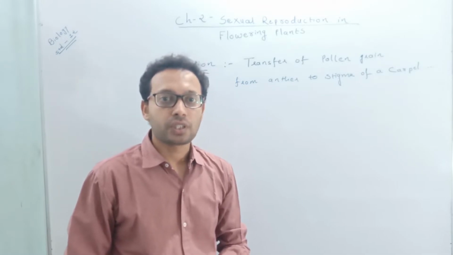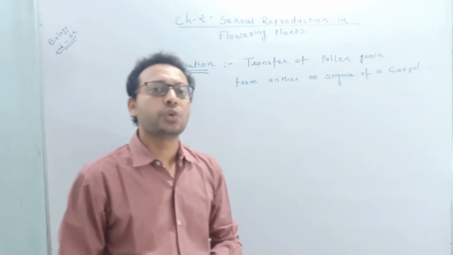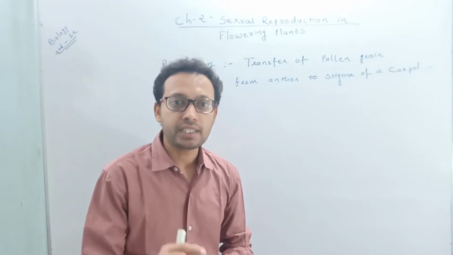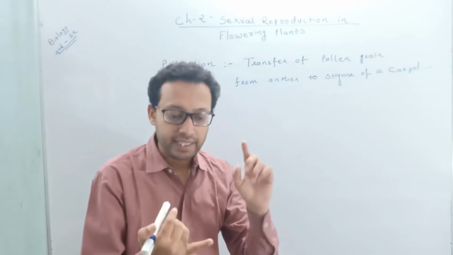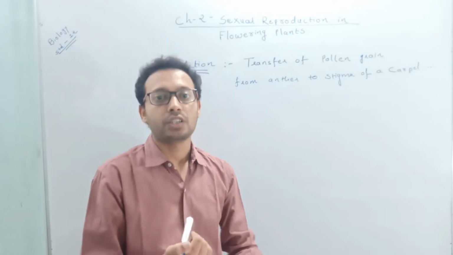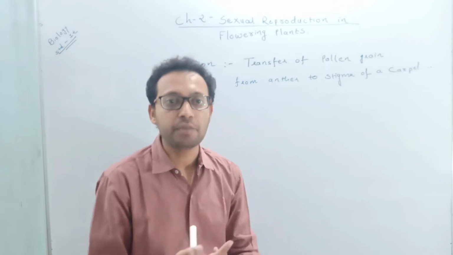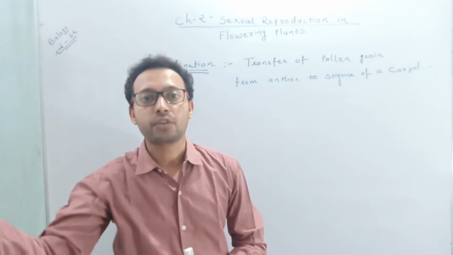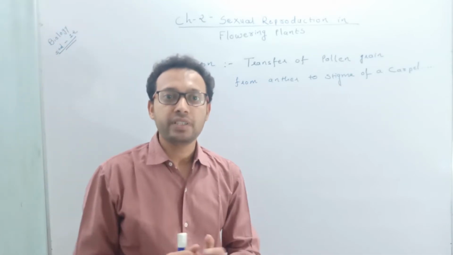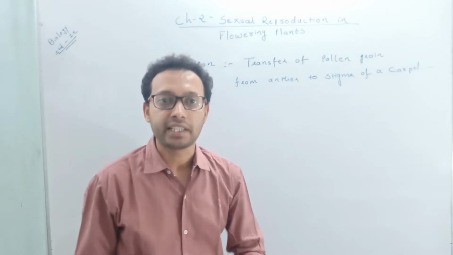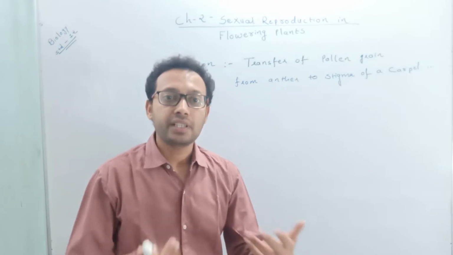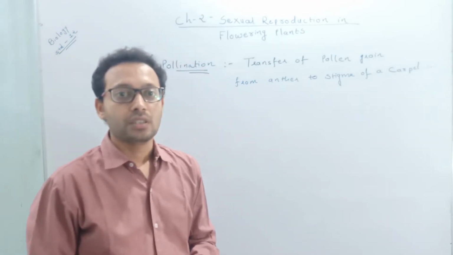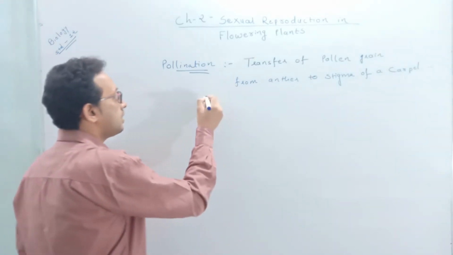Okay, students? Now, as you already know, the male gamete and female gamete are both stationary, so it needs a pollinating agent, like a bee, or water, or an insect, or an animal. Any kind of pollinating agent is needed to transfer this pollen grain from the anther to the stigma. But before we discuss the pollinating agents, we should learn the different types of pollination, the different types of transfer processes which occur.